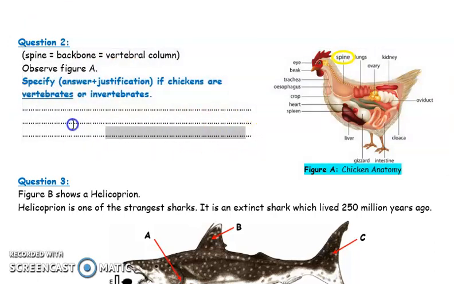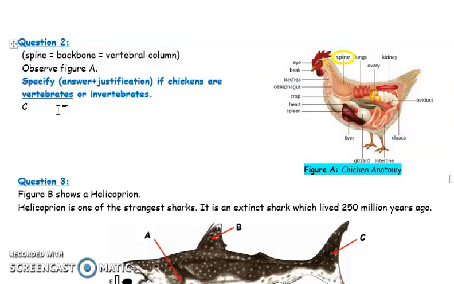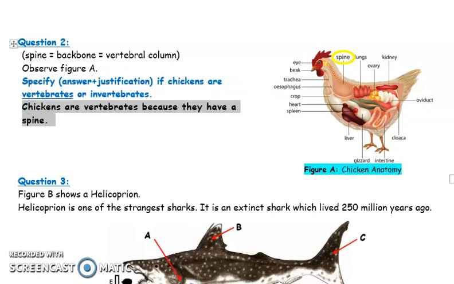So, what do we have to say? Chickens are vertebrates for sure. Why is that? Because they have a spine. Vertebrates are animals with a backbone or with a spine.